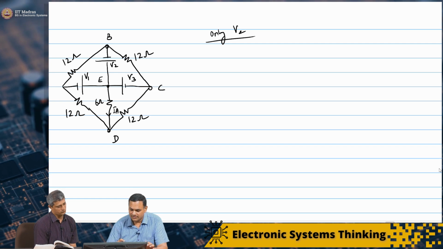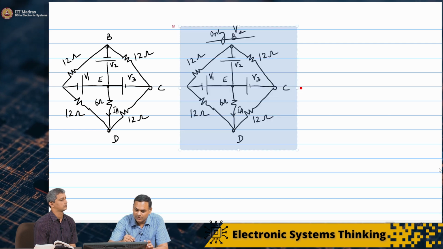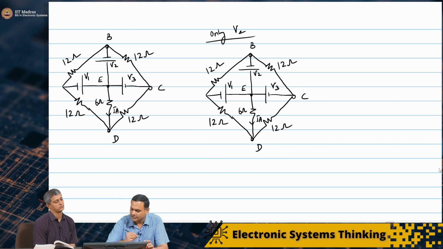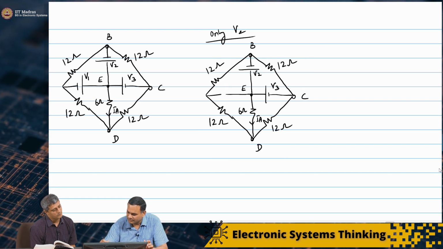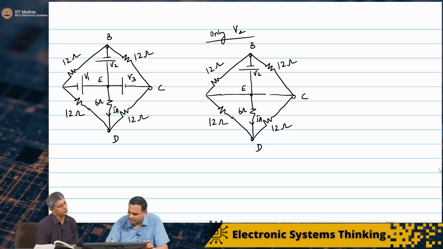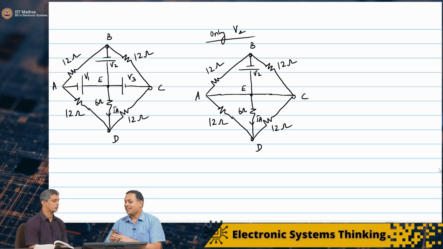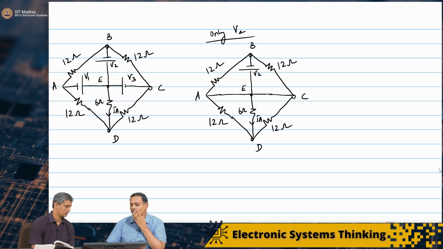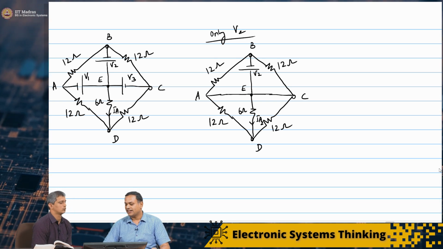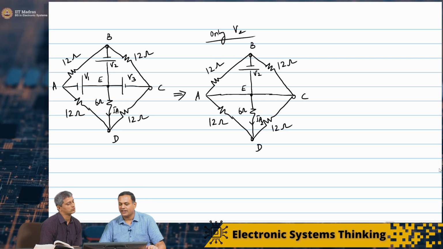Which means we are going to short V1 and V3. To make my job easier, I am going to retain this, but short V1 and V3. So, this was A. Now A, E and C are shorted, and this is now IA2. IA2 is the current I am interested in. So, the network gets transformed into this.